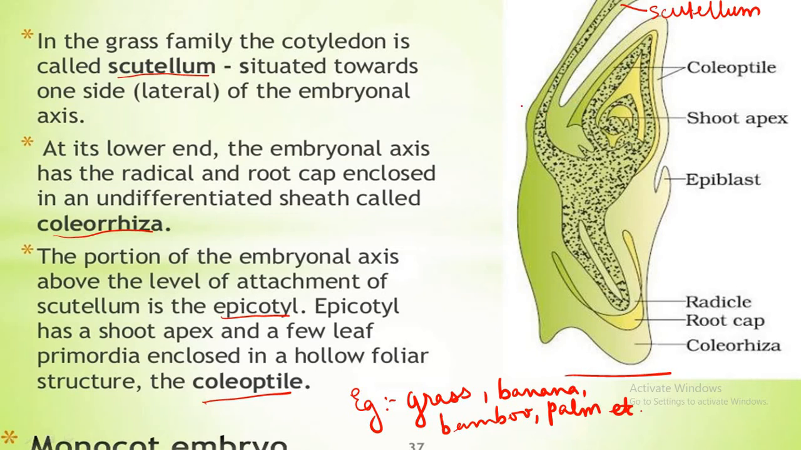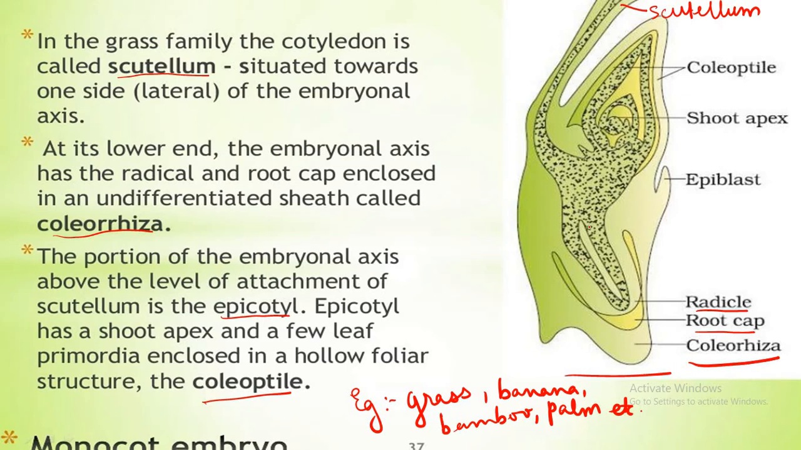At its lower end, the embryonal axis has the radicle. Okay, so this is the lower end, and at the lower end, the embryonal axis has the radicle. This is the radicle, right? And the radicle is covered by the root cap, and then by an undifferentiated sheath called coleorhiza.